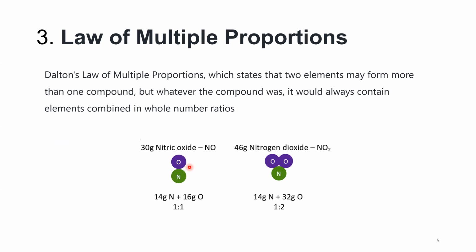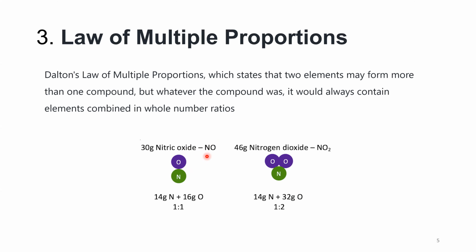Basically, in an example here, you can see there are two different molecules, and both have the same kind of elements, the same atoms. There is nitrogen and oxygen, but we have two different compounds from the mixing of nitrogen and oxygen. In one case, this is nitric oxide, the compound where one nitrogen mixes with one oxygen.